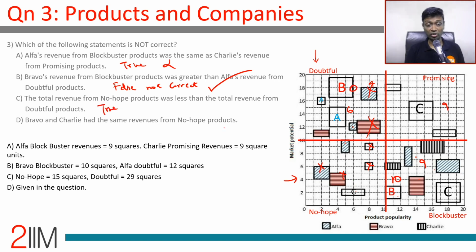Bravo and Charlie had the same revenues from No Hope products. No Hope products. Bravo and Charlie, this is given in the question. Bravo accounts for 4 units. Charlie is this plus one of these. Again 4 units. This is also true. Or the choice we are looking for is choice B.